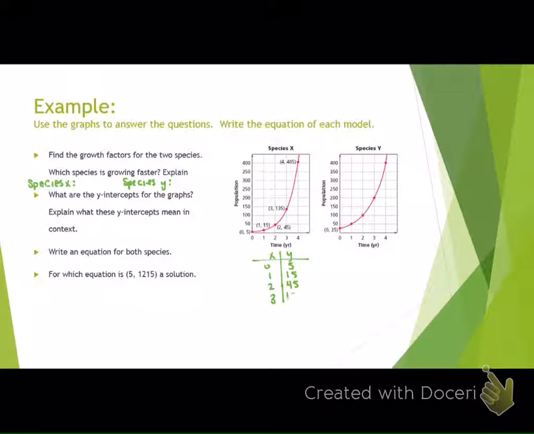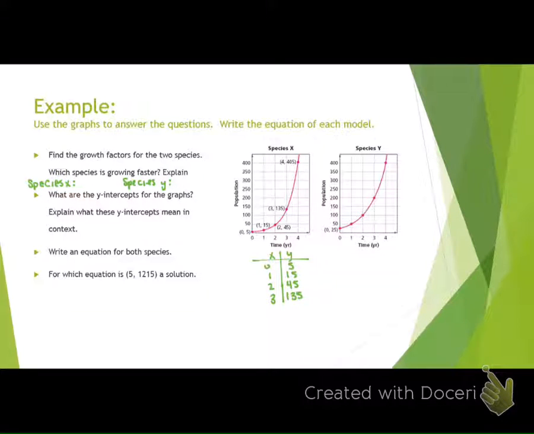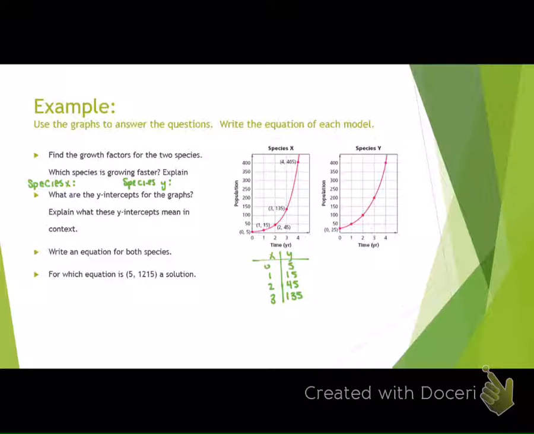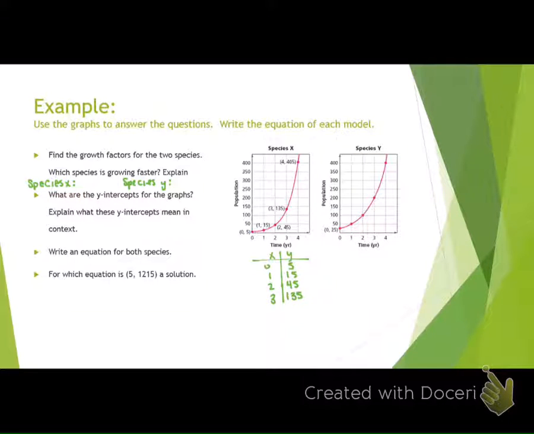So, looking at this here, what is our growth factor for species X? Katie, what did you say? So if I do 135 divided by 45, that's 3. 45 divided by 15, that's 3. 15 divided by 5 is 3. Does it look like they're all multiplying by 3?